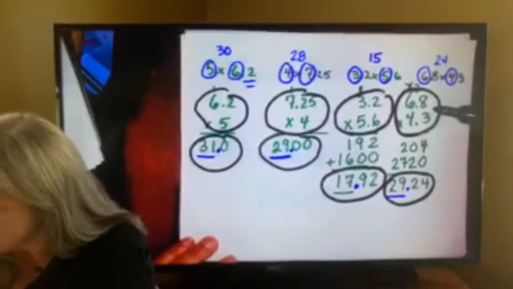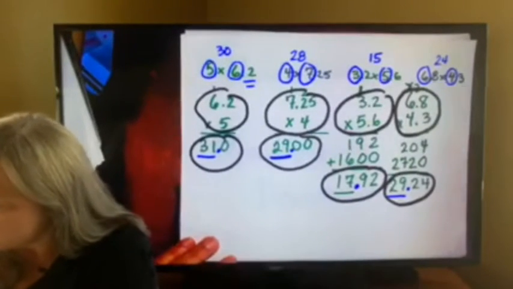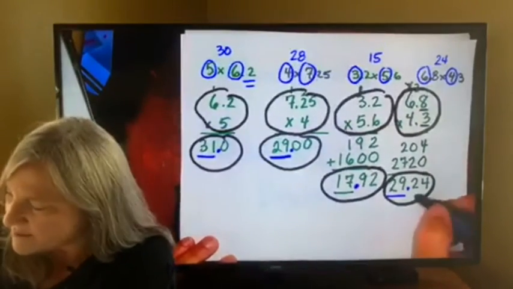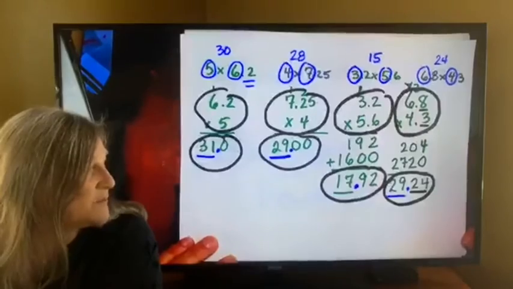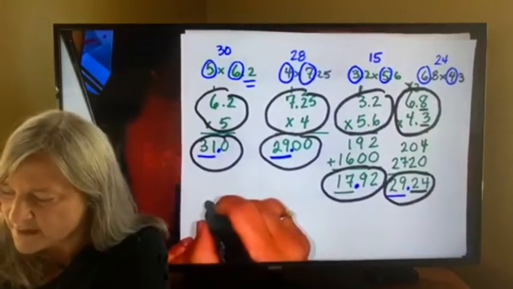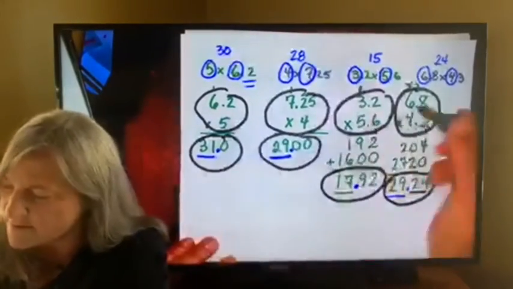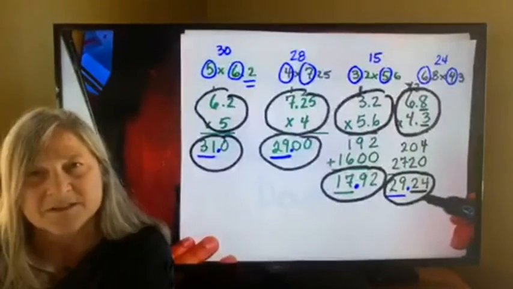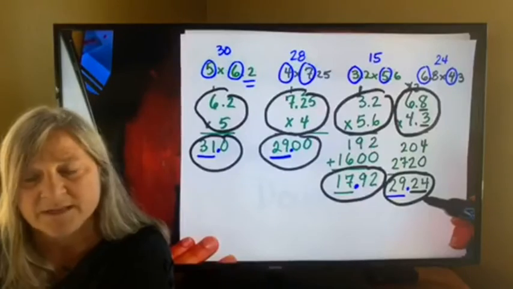But if we look at this and we look at this, what do we notice? Well, look at that. There's 2 numbers behind the decimal point there in the problem and 2 numbers behind the decimal point there. So one guess could be the number of digits behind the decimal point in the problem is the same as the number of digits behind the decimal point in the answer.